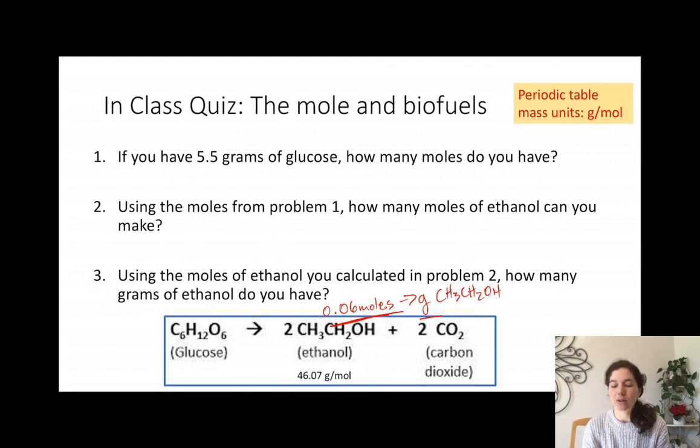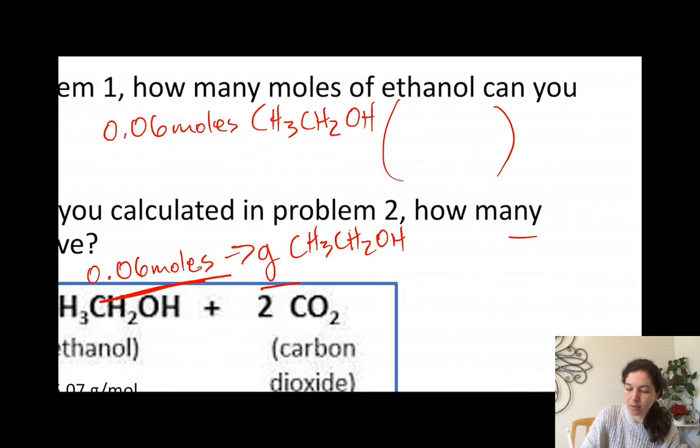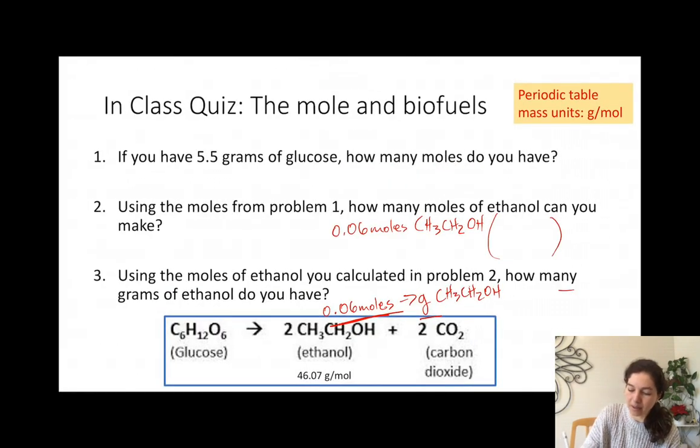Let's take a look at how to solve this one. So 0.06 moles of ethanol. I always like to write down my substances when I'm working these problems because it really helps me keep things straight and prevents me from making mistakes. I think it's really easy to just grab the wrong number, so I'm very meticulous about this.